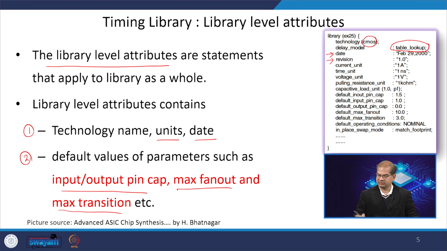Then we have some parameters: current is measured in ampere, time is measured in nanosecond, voltage is measured in volts, and the pulling resistance is measured in kilo ohm. There are some default parameters given here, and the capacitance is measured in picofarad.